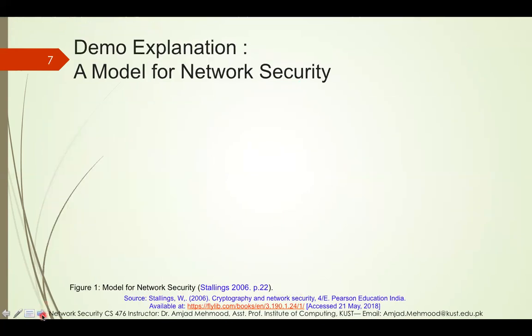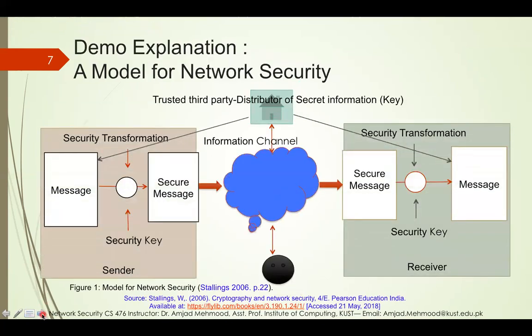Now I'll explain this with the help of a demonstration. For example, if a sender wants to say hello to the receiver, the sender applies the security transformation and the security key, which is provided by the third party, and converts this plain text to ciphertext. Now this is the ciphertext.